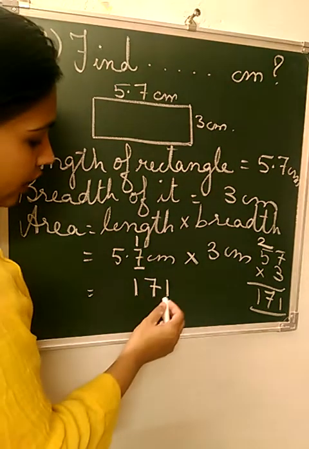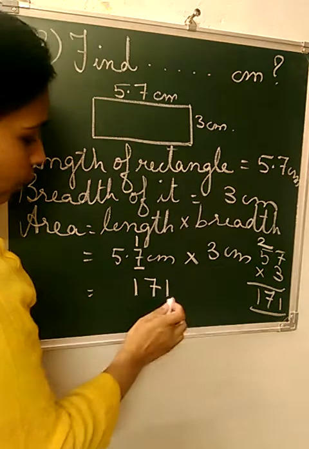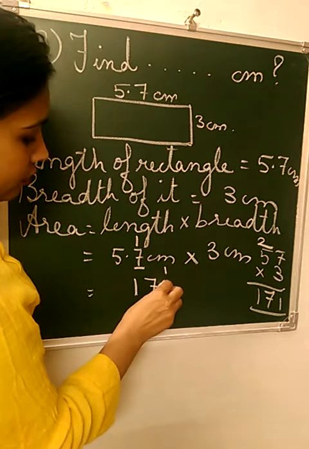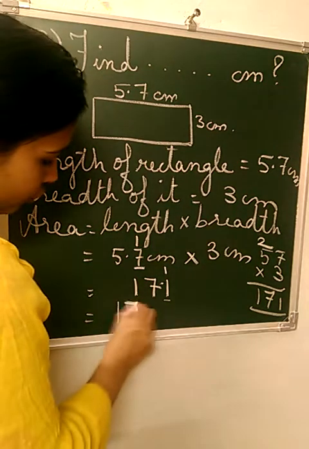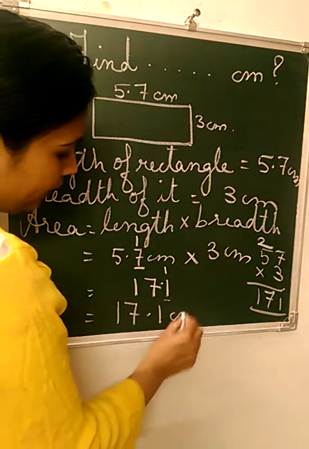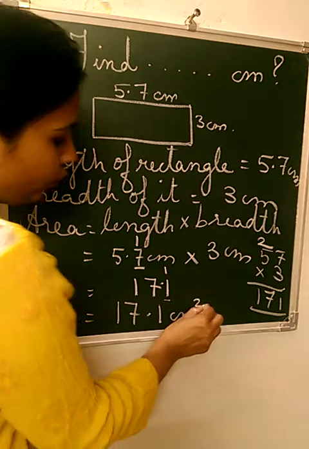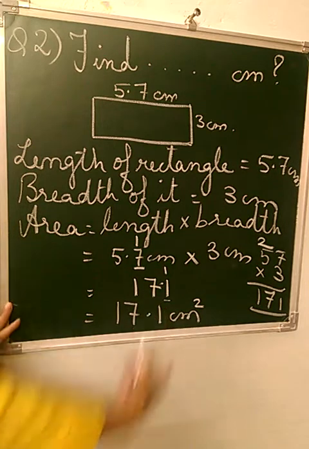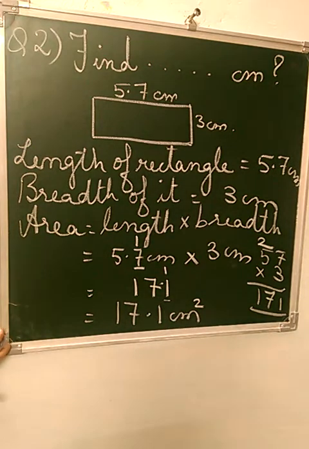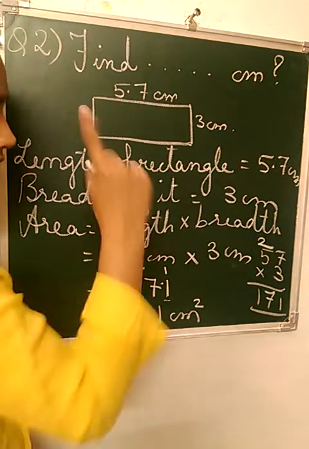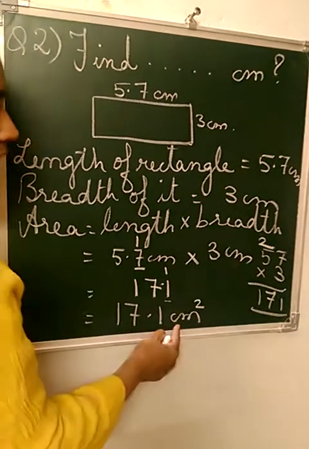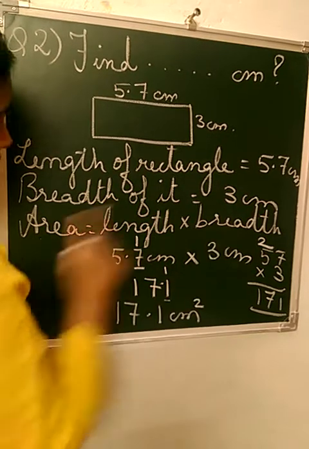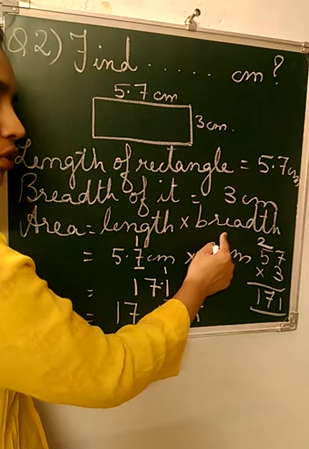Now go to the product. You count from the right side. 1. This is your 1 and here you will put the decimal. So your answer is 17.1 centimeter square. Centimeter into centimeter gives centimeter square. The day we are going to study area, I will teach you how centimeter into centimeter is centimeter square, and also how length into breadth means area is given by length into breadth.